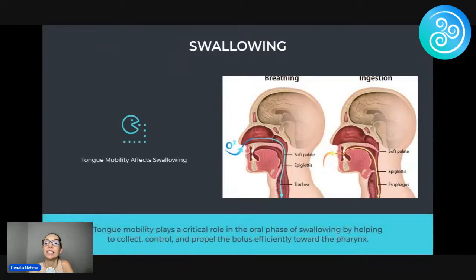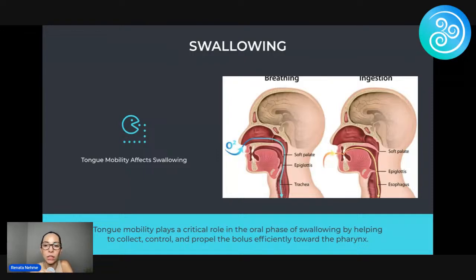What else? Tongue mobility plays a critical role in the oral phase of swallowing by helping to collect, control, and propel the bolus efficiently toward the pharynx. So swallowing, if the food goes through here and you have issues swallowing past this right here, past the mouth, then you send them to a swallowing expert, speech pathologist, feeding expert who will take care of this patient.